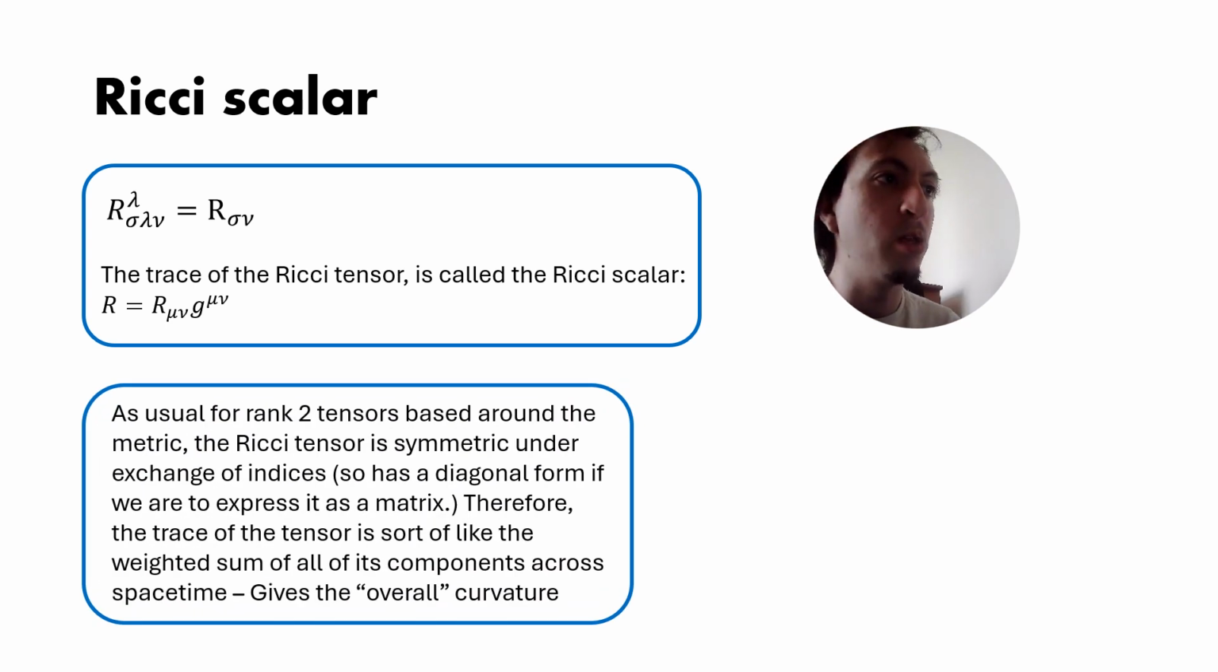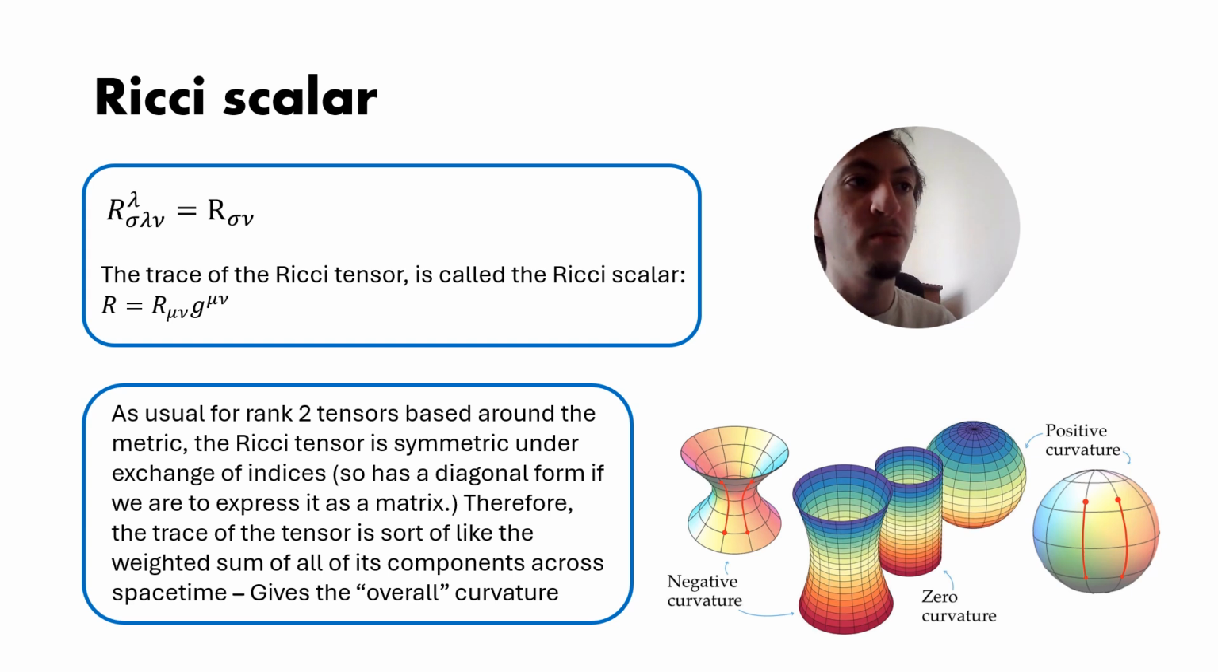So as I say, the Ricci scalar R is describing some kind of overall curvature of our manifold. And to look at a few examples, we've got some images here. So a sphere, for example, has positive curvature. So the Ricci scalar is a positive number.